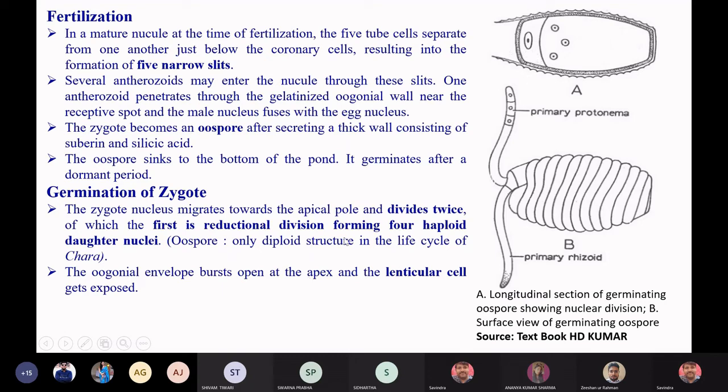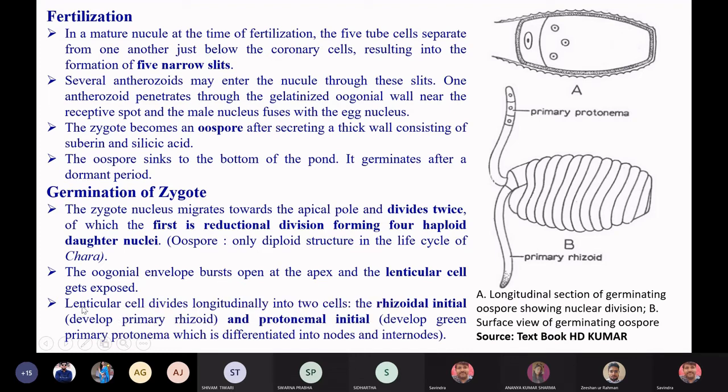So this part will be known as the lenticular cells, and these cells will divide and give rise to the rhizoidal initial and the protonemal initial. एक तरह से इनका जर्मिनेशन होता है. ऑल्दो इतनी डिटेल जानने की जरूरत नहीं है, आपको ये पता होना चाहिए फर्टिलाइजेशन कैसा होता है.